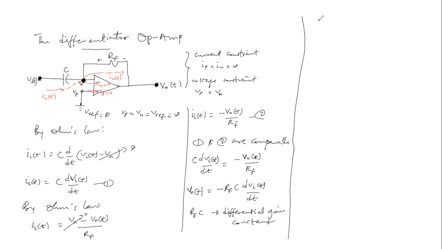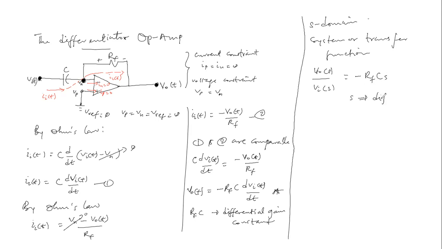So from here, in the S domain, the system function, or better still, the transfer function, will be the ratio of the output to the input voltage. That will give us, from this point here, negative feedback resistance, CS. In this case, S is the same as the differentiator.